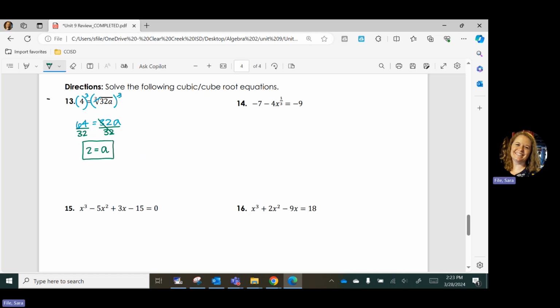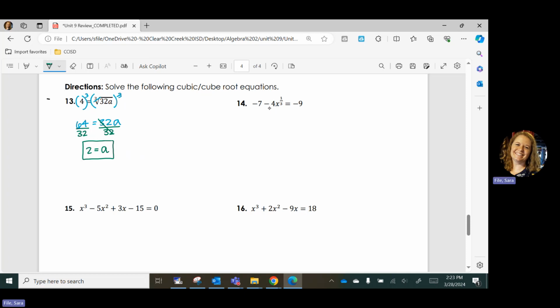Or in the graphing calculator, you can do y equals the left, y equals the right, and look for where the graphs intersect. You're looking for the x value where the graphs intersect. You would be typing in x instead of a. Doesn't matter what variable is used here, just always use x.